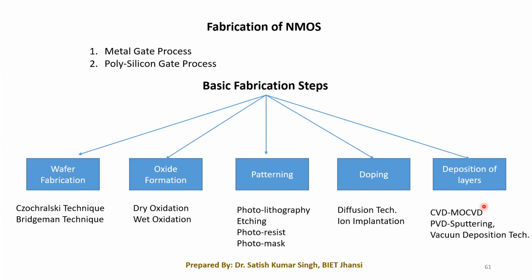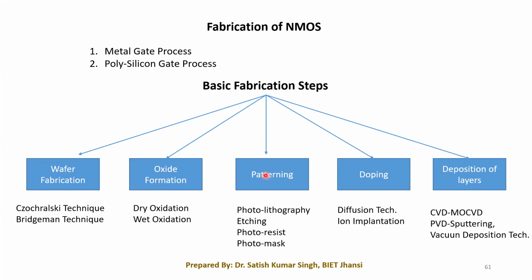The layers can be deposited based on the type of layer that we want to deposit. We can follow methods like CVD and MOCVD, which are chemical vapor deposition or metal organic chemical vapor deposition. Then PVD, the sputtering technique, and the vacuum deposition technique. These are the different techniques. In later lectures I will discuss all these techniques in detail, like diffusion and ion implantation. But right now you have to remember these are the basic four categories. The wafer we obviously need to have, and after that these four processes we need to go through.